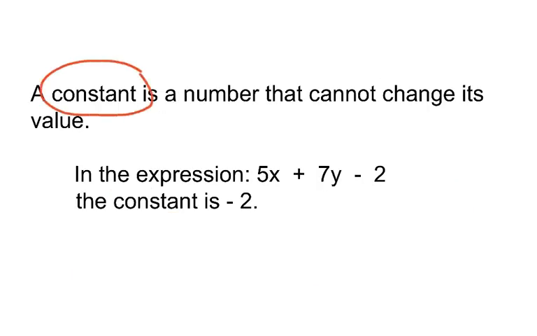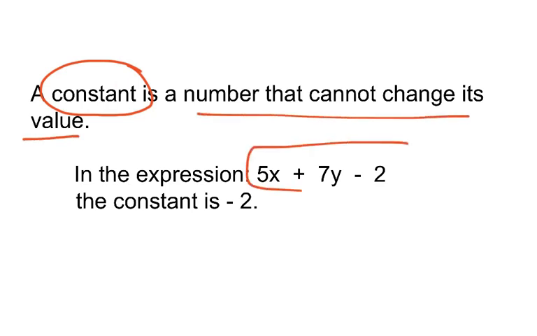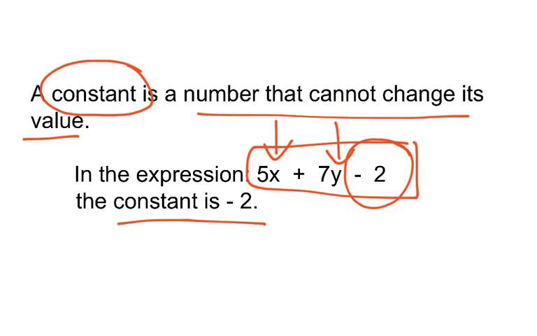Then in algebraic expressions, we have a constant, and it's a number that cannot change its value. If we look at this expression, 5x plus 7y minus 2, we have x and y. They are variables. We could change their value and do several problems and give x and y a different value every time. But -2 is a constant. It will not change. Even if we change x and y's value, the -2 at the end will not change its value. It is a constant. It has no variable.